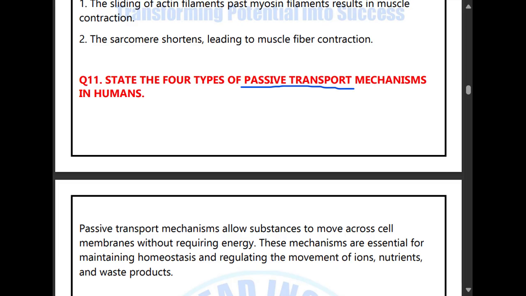The types of passive transport. Anyone? Any takers of that particular question before we explain on it?